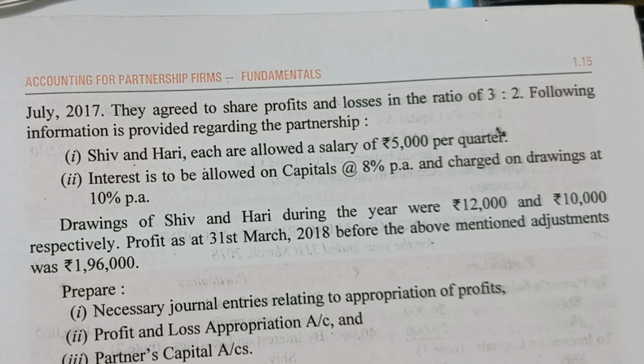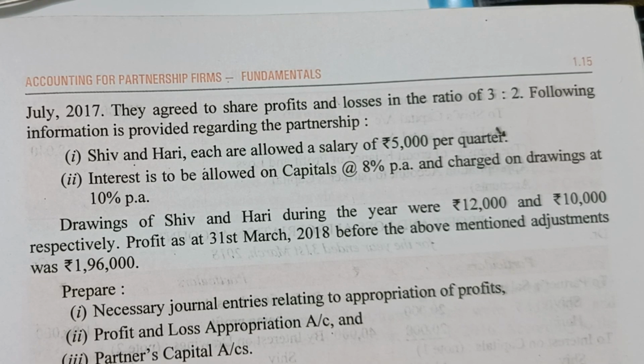And second one is interest is to be allowed on capital at the rate of 8% per annum and charged on drawing at 10% per annum. Then drawings of Shiv and Hari during the year were 12,000 and 10,000 respectively. Profits as at 31st March 2018 before the above mentioned adjustment was 1,96,000. Here in this question they have asked us to pass the journal entries related to the appropriations of profit.